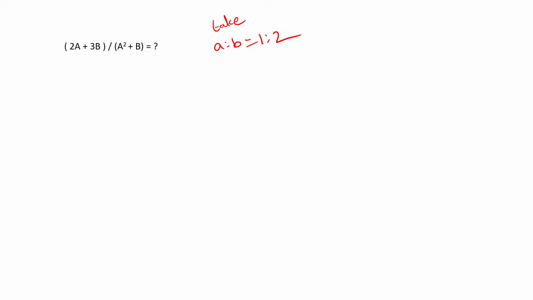So the question is like this: if a is to b equal to 1 is to 2, then find out the value of (2a + 3b) / (a² + b). You are having only the ratio of a and b, like a is to b equal to 1 is to 2, and I want you to find out the value of (2a + 3b) / (a² + b). Try to find out as fast as you can.